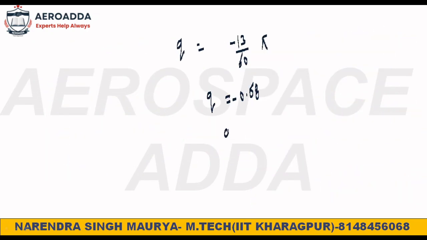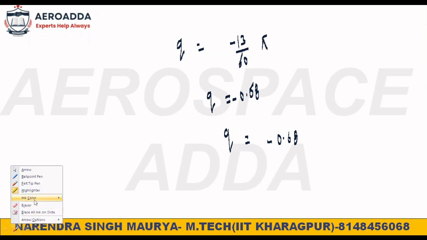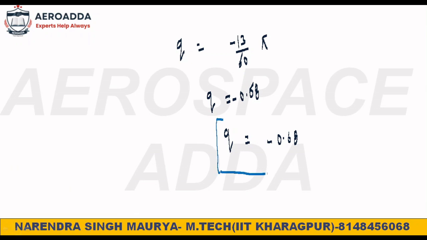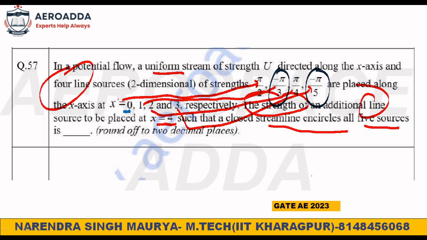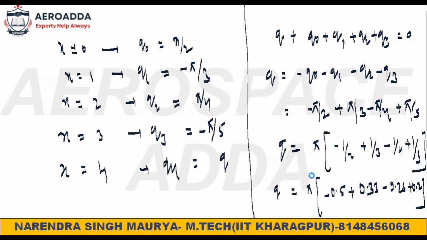So this is the answer. Can somebody verify 0.68? You open the answer key, I told you, you can get it from the website, no? Or the link also I had shared. It was a question from 2023. All right, you can verify later on.